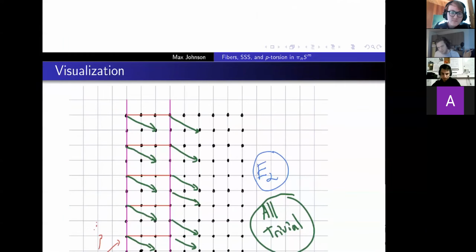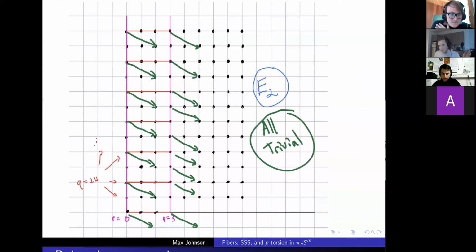In pictures, we're just missing everything. I actually drew too many green lines. Only pay attention to the ones coming from the intersections we care about. So only care about these ones. All the others are trivially 0. And of course, this goes on ad infinitum. Okay. So on the E2 page, everything is done. So maybe we're in the clear. Maybe we've done all the work.